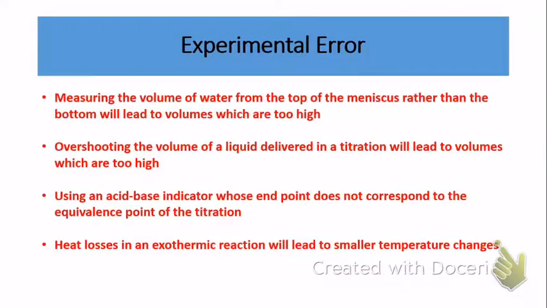All right. Here are some different ways where systematic error can arise. If you're measuring the volume of water from the top of the meniscus rather than the bottom, that would lead to values that are too high. Overshooting the volume of liquid delivered in a titration leads to values which are too high, and so forth. These things that are listed here we will get into in more specifics as time goes on, so I'm not going to really address this in detail right now.